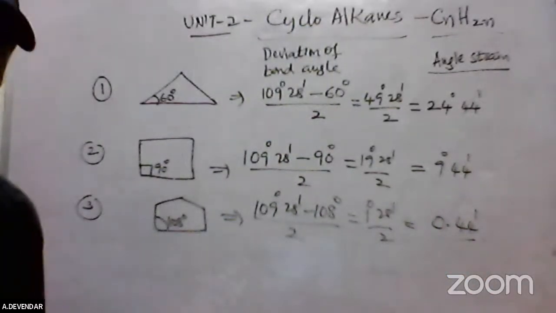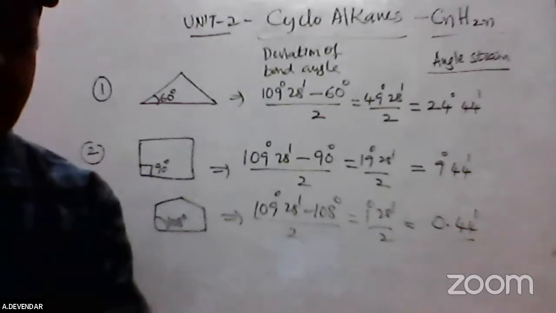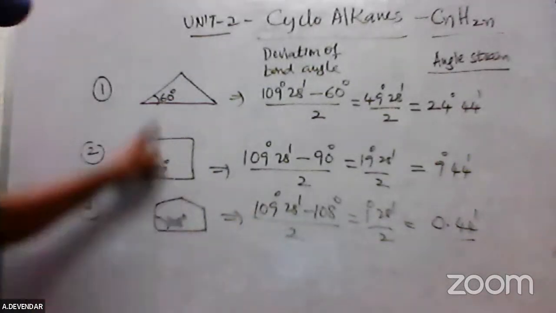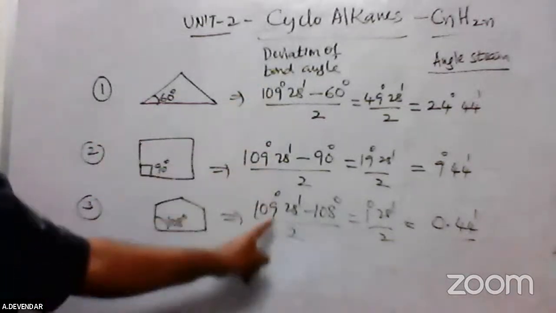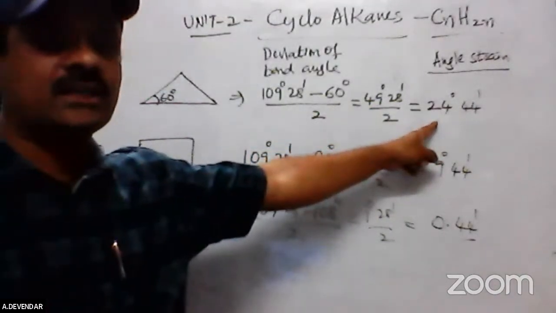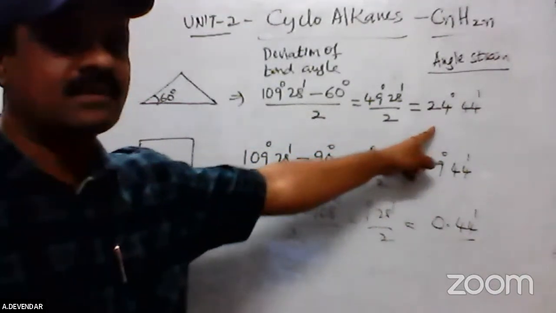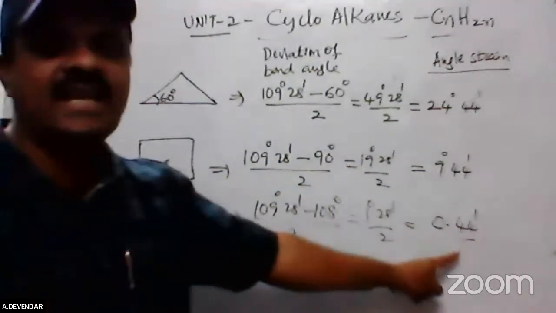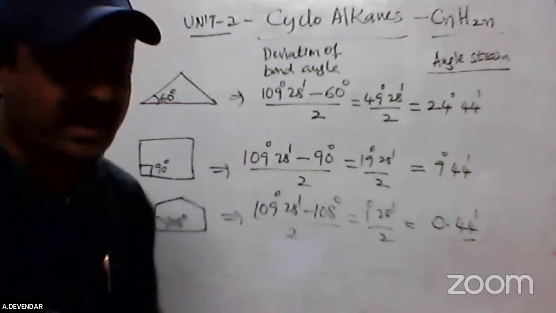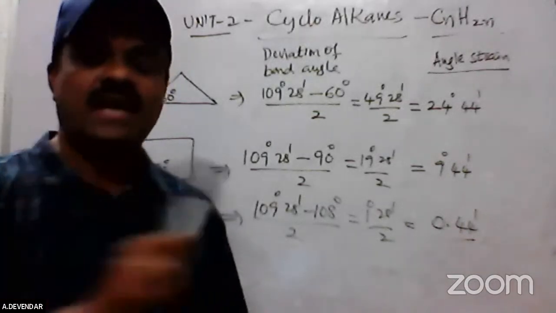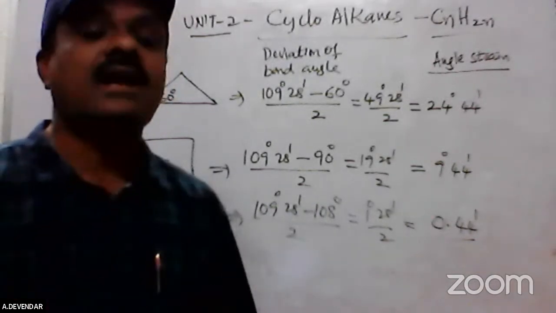See, the bond angle strain is calculated with the help of the normal bond angle and the actual bond angle. So cyclopropane has the maximum angle strain, 24 degrees 44 minutes. Cyclobutane is 9 degrees. Cyclopentane is almost negligible, 0. That's why cyclopentane does not participate in addition reactions with halogenation, hydrogenation or hydrogen halide.